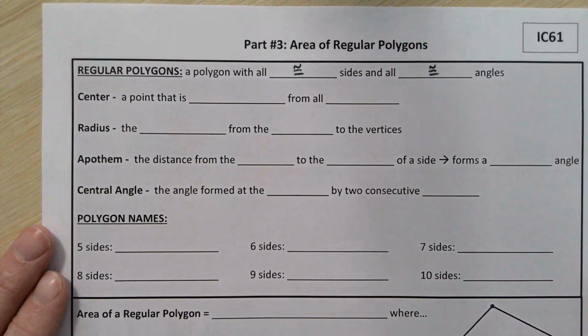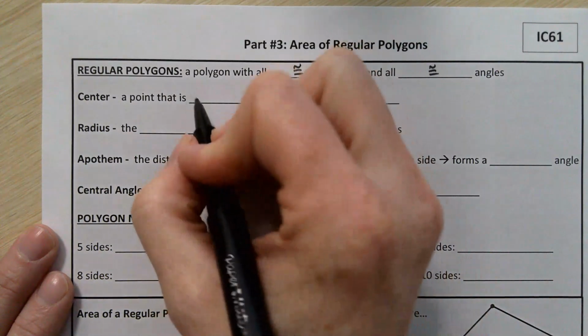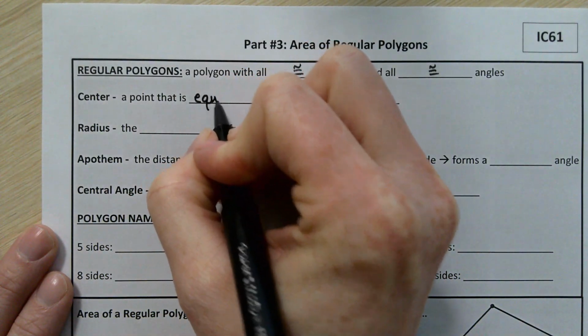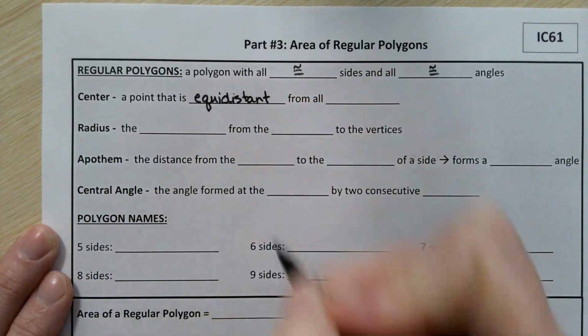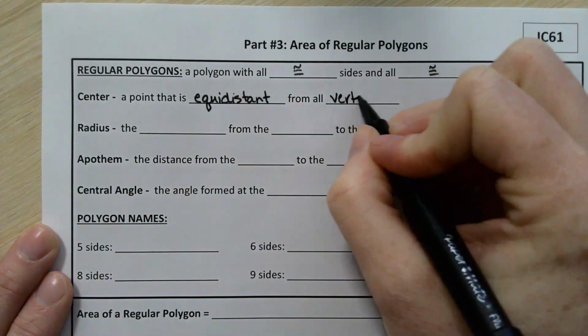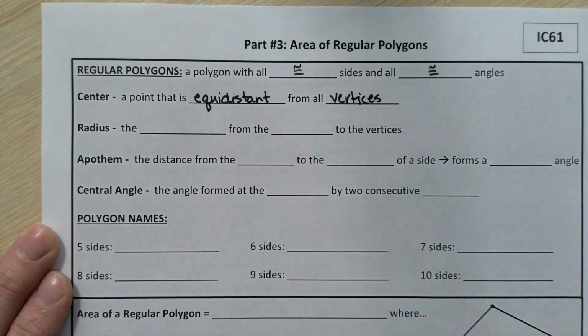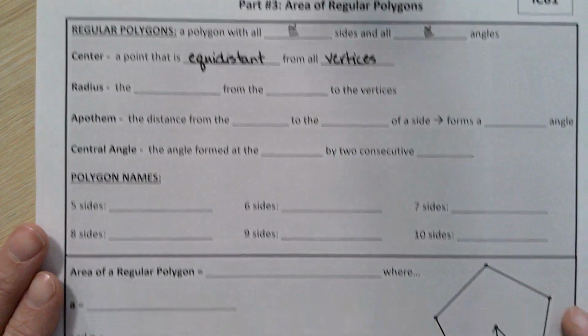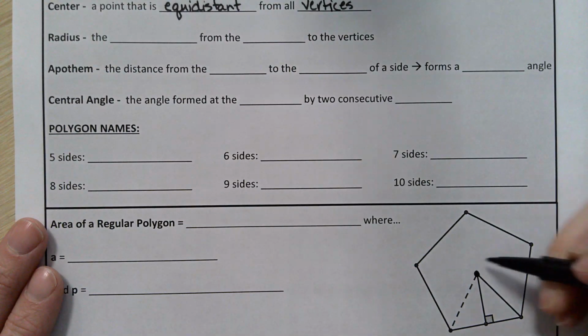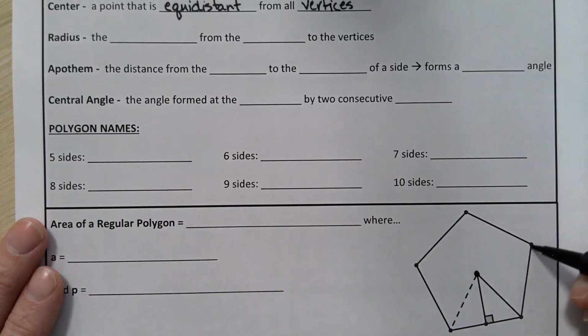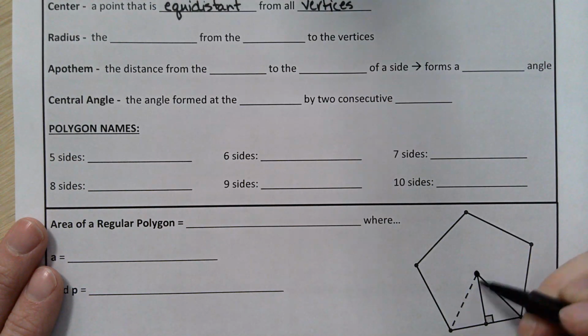Regular polygons have what's called a center, which is a point that is equidistant, or equal distances, if you want to write that as 2 words, from all of the vertices. The vertices are the corners of the shape. And so when we're looking again at that picture down below, this would be the center point. It's going to be an equal distance from every single one of these corners.